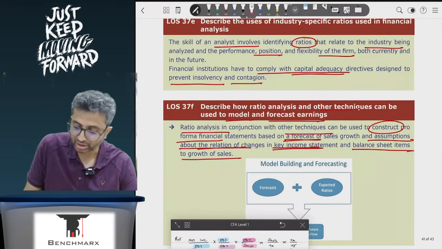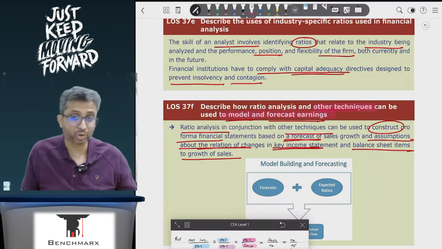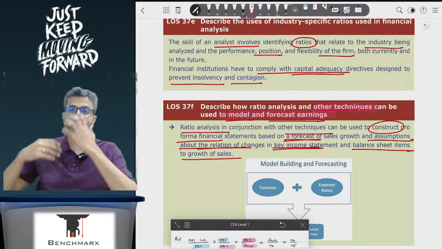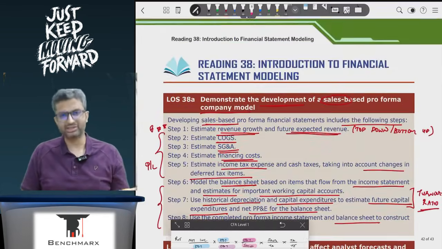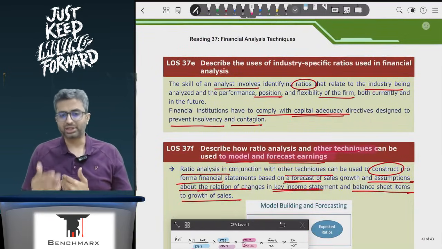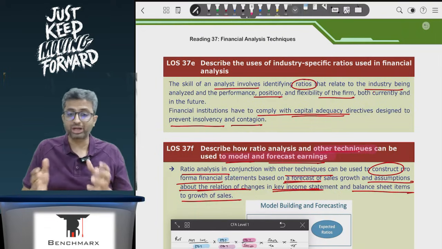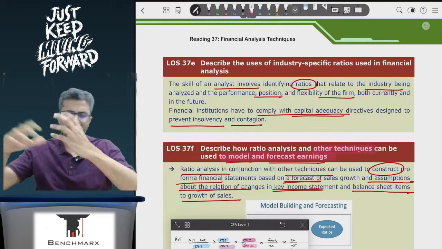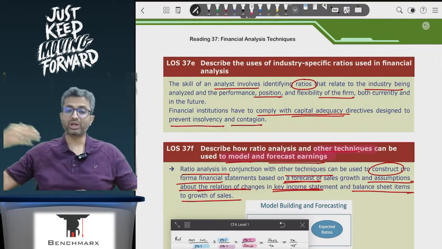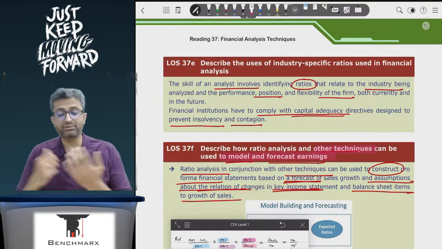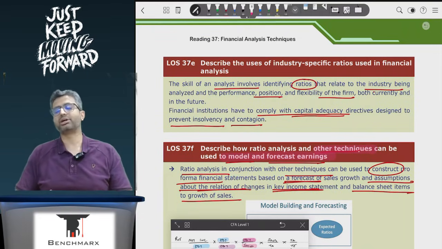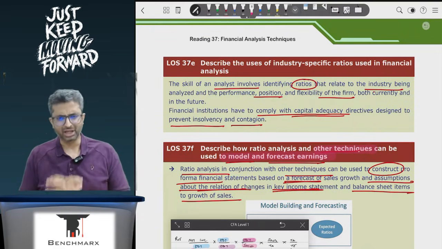This type of ratio analysis and other techniques can be used to model and forecast earnings. Now this is a small LOS which the Institute has now taken into a complete chapter. Again, it's more of a theory chapter. You don't have to do financial modeling or anything right now over here. You have just been given broad steps. Though when you go to level 2 and even level 3, or practically when you do, financial modeling can be helpful.